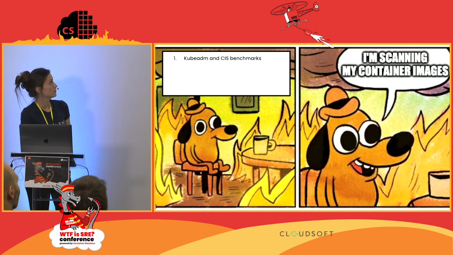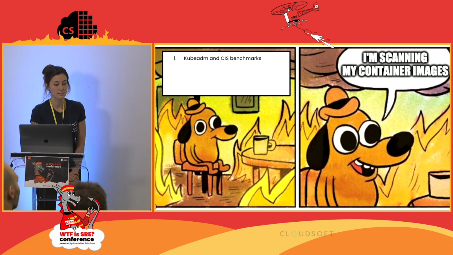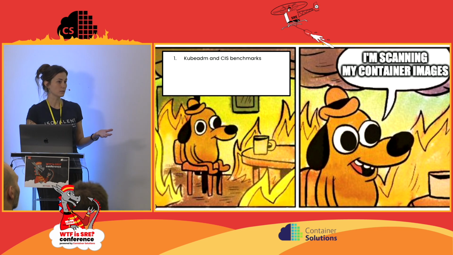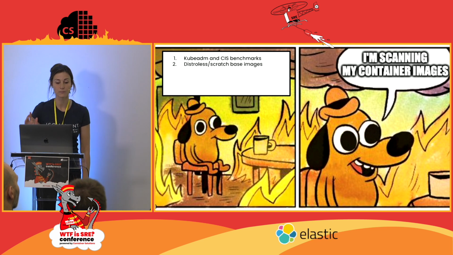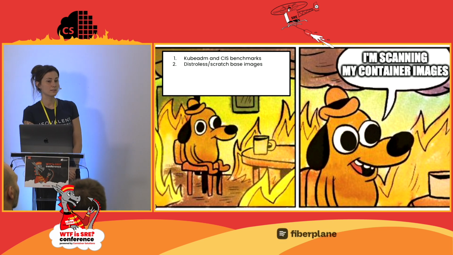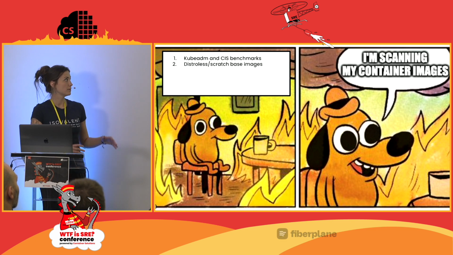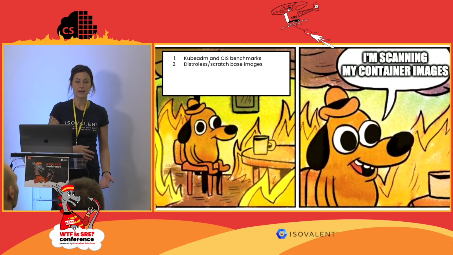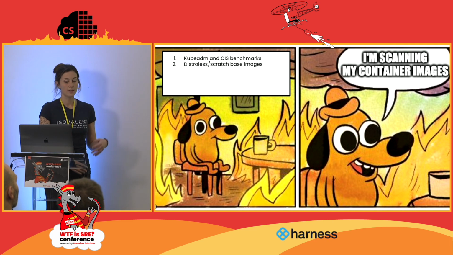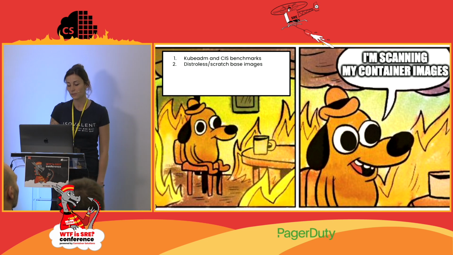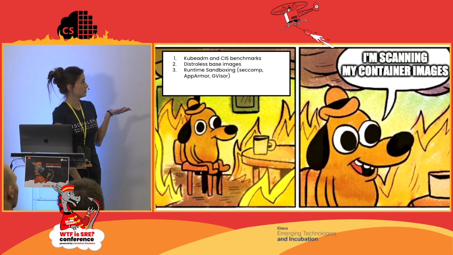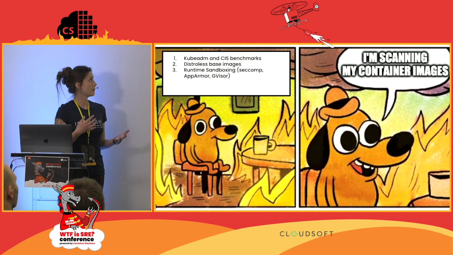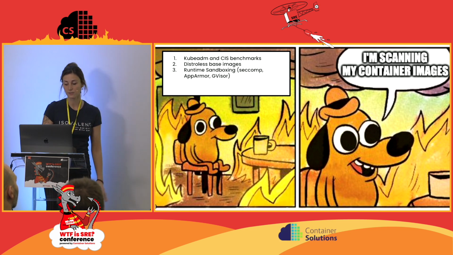For example, you can follow kubeadm and the CIS benchmarks. This would give you good defaults for the API server, etcd, and kubelet. You could use distroless and scratch base images, so you remove the shell, compilers, package managers, and developer tools from the containers, since we don't need those. You could use runtime sandboxing tools like seccomp, AppArmor, or gVisor. This would help prevent container escapes and privilege escalations.